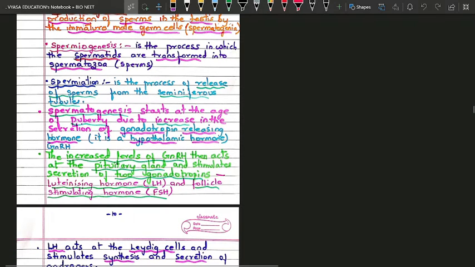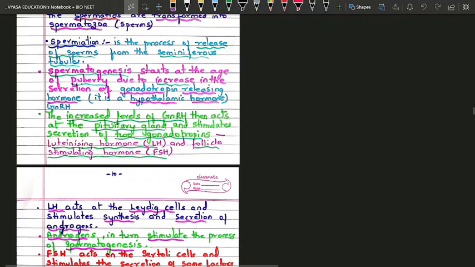Spermatogenesis starts at the age of puberty. Spermatogenesis, that is the formation of the sperms, starts at the age of puberty, almost 13-14 years, due to increase in the secretion of the gonadotropin releasing hormone, GnRH. It's a hypothalamic hormone. This part is very, very important. Just remember GnRH is a hypothalamic hormone, situated below the thalamus.